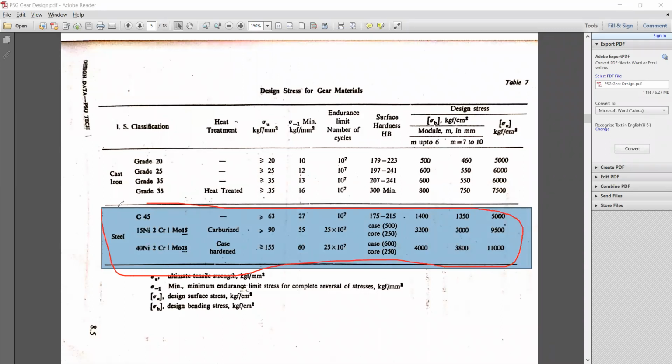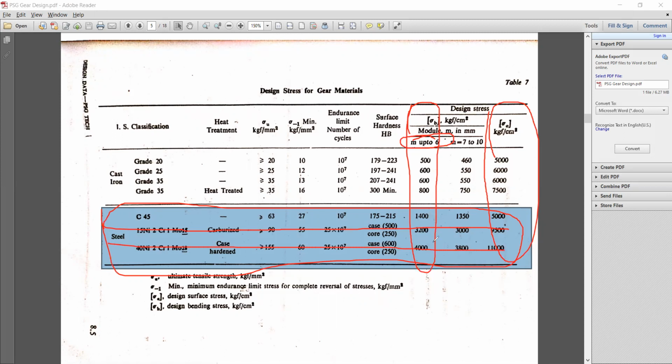So this is the column from which you can find out how we can find out the sigma b value, up to module number 6. We are assuming that the module of the tooth will come out to be less than 6 mm. Okay, if it is greater, then you need to change the material. Then the value of sigma c you can find out over here. Okay, we have only these two, so you can choose from this and this only.